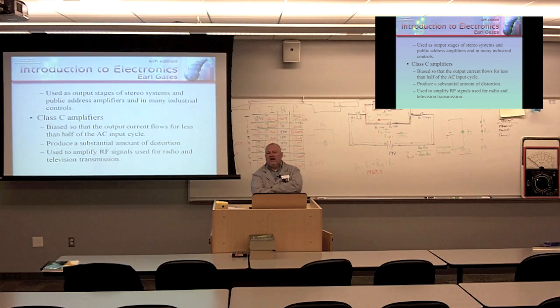Finally, Class C amplifier, C as in Charlie, biased so that the output current flows for less than half of the AC input cycle. You put a 360-degree sine wave in, you're going to get something less than 180 out. Obviously, this is going to produce a substantial amount of distortion. This is used to amplify RF signals, radio frequency signals, used for radio and television transmission. So we're not talking about the audio or the video that make up a television signal or a radio signal. What we're talking about is the radio frequency that's being broadcast out.